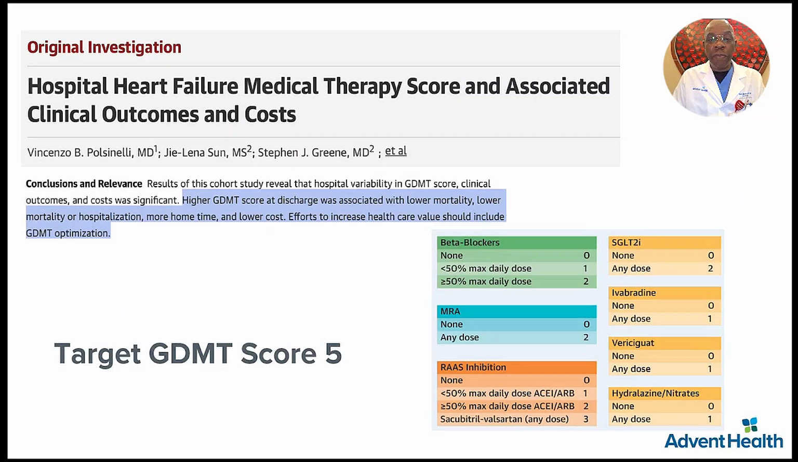The score gives the providers some room to decide what to do with the patient, so that a patient can be on a very low dose of 3 or 4 medicines and achieve 5, or can be on a different combination to achieve 5. So this makes it easier for the physicians and physician assistants and nurse practitioners to make reasonable decisions on what to do with their patients.